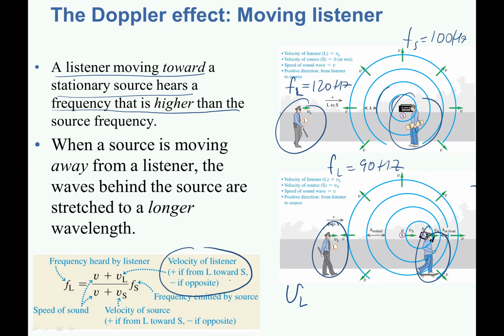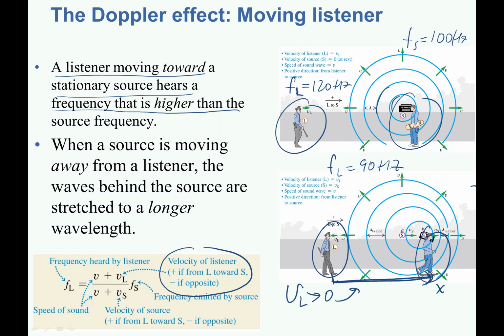That means if you take it from here and draw a line from the listener toward S, and the velocity of the listener is in that direction, so the listener is moving in the direction that we define to be positive, because the positive direction is always going to be from the listener to the source, then VL is positive in this case.